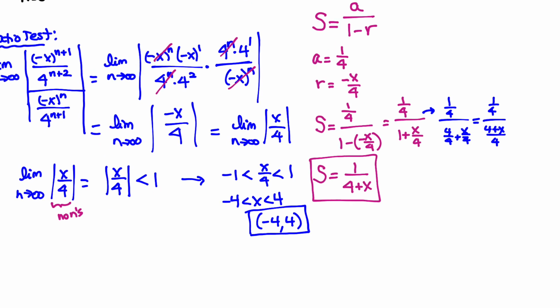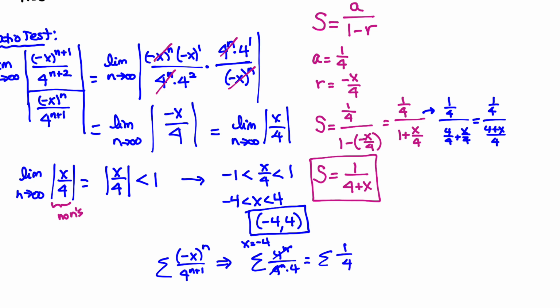Okay? But now, let's say you didn't recognize that, and you tested, right? That would mean you would put negative 4 back in the original series, and the original series was negative x to the n over 4 to the n plus 1, right? So let's say I put negative 4 in there. I would get 4 to the n over 4 to the n times 4, which is just the infinite sum of 1/4. That doesn't converge. Exactly. And the other way, it's alternating, but still the limit is not 0.